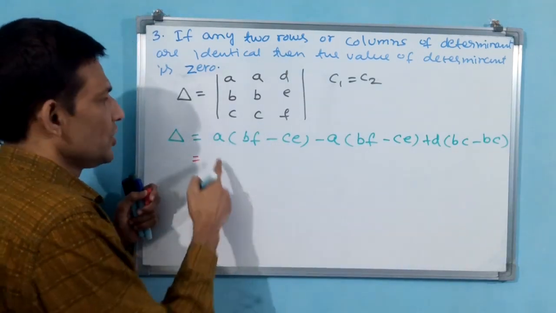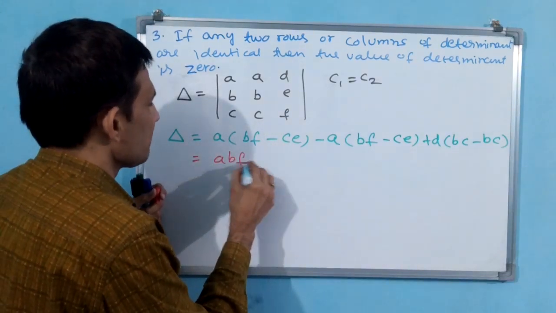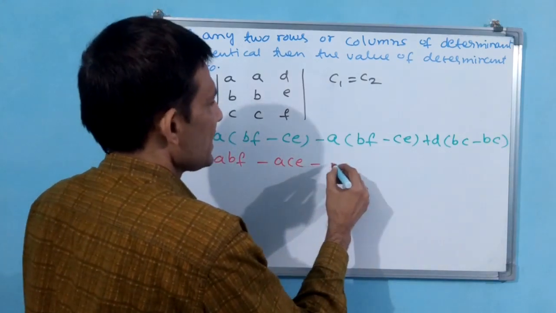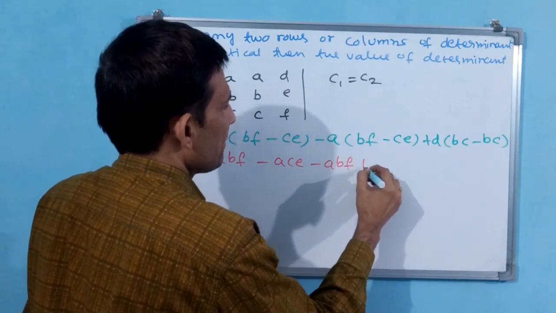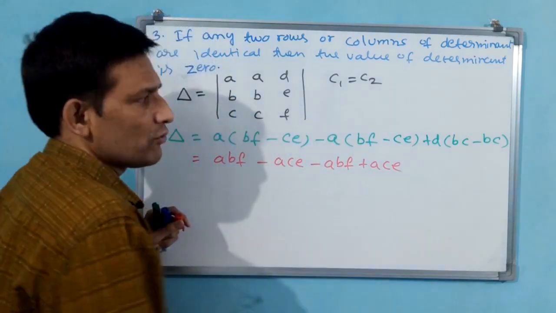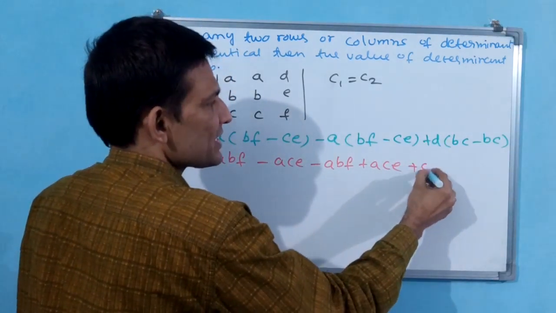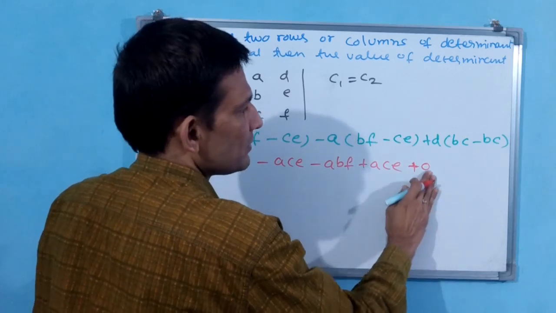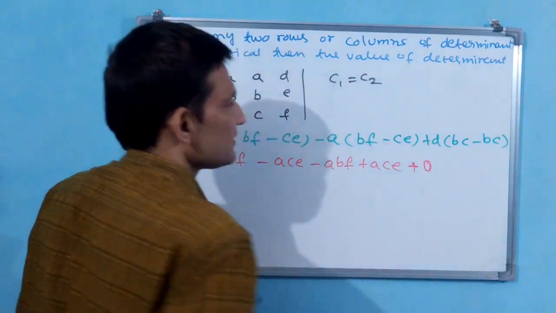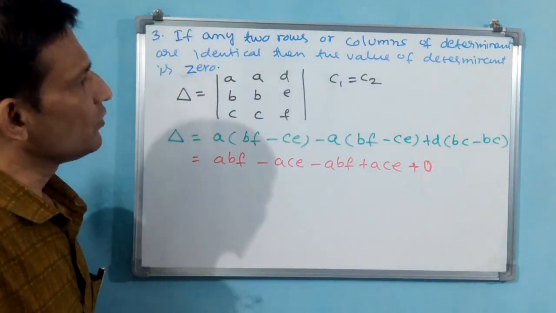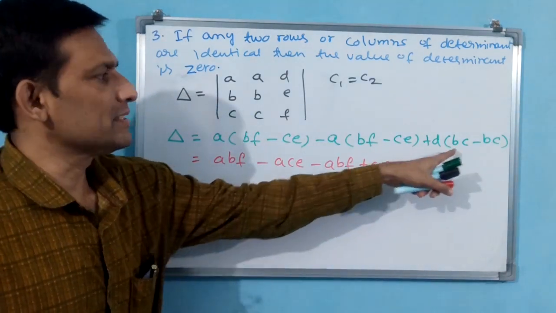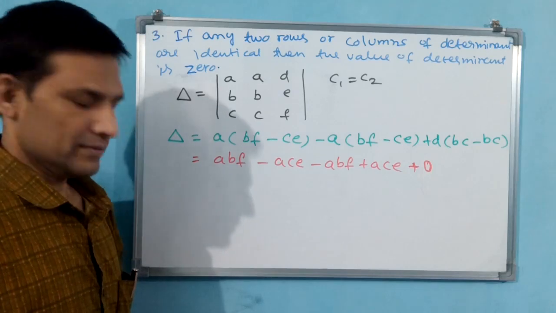That is equal to, you send A inside, ABF minus ACE minus ABF plus ACE. Here you see BC minus BC is 0. 0 into D, 0. You write just 0. This is 0, not O. Normally 0 will be like this. Or else you don't write. If you don't write 0 also, that is okay. Because for addition, 0 you need not write.